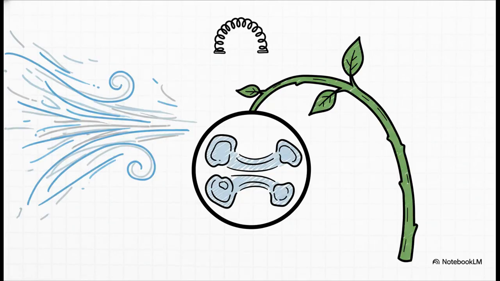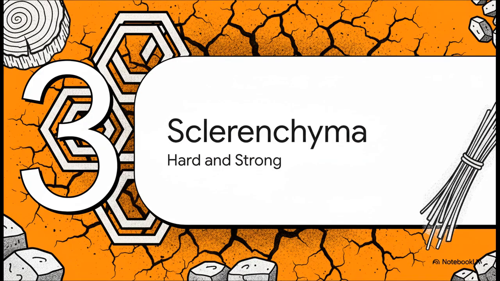And this structure perfectly explains its function. Because of those thickened corners, collenchyma provides flexibility to the plant. It allows parts like stems and tendrils to bend easily in the wind without breaking, while also giving them mechanical support. And now for our third type of simple tissue for today.